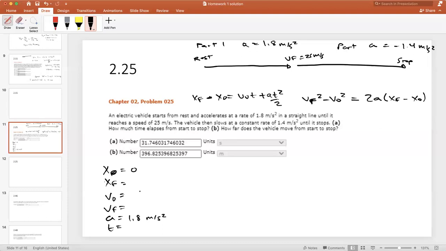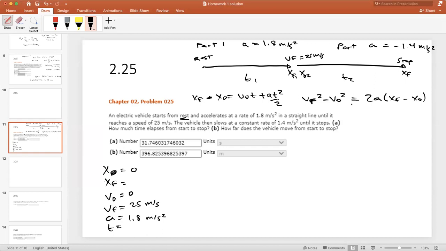I know I start from 0. I start at x equal to 0. I don't know what x final is. I'm going to call this x final 1, and this is x initial 2. They're the same value. This will be time 1, and this will be time 2, and we'll add the times to get the total time. But we'll figure out the time for each part by itself. Okay, so I know v initial was 0 because it started from rest. I know v final is 25 meters per second. I don't know what t is. I don't know what x final is. I want to find both of those.